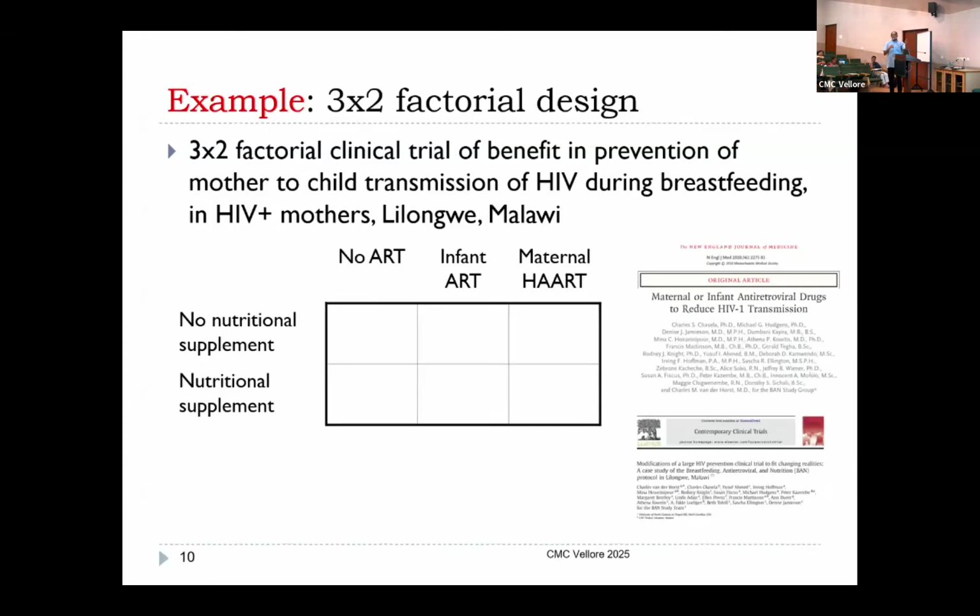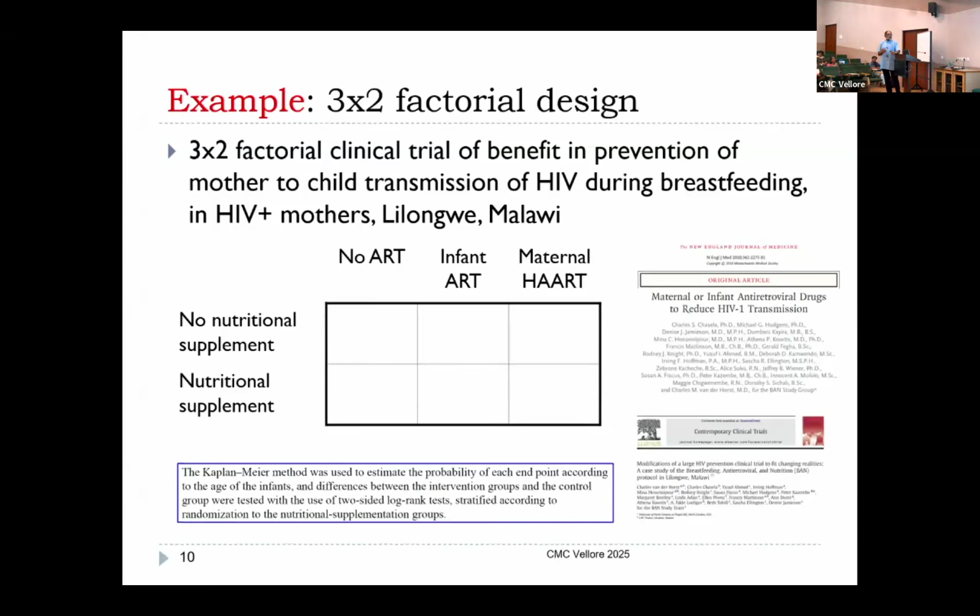Anyway, this is a 3x2 factorial. The issue is that you get the benefit of two studies in one if there is no interaction. If there is interaction, then you understand what the synergistic effects are. Does this one work better with this or without it, etc.? And you interpret it this way. Okay. So it's fairly popular.